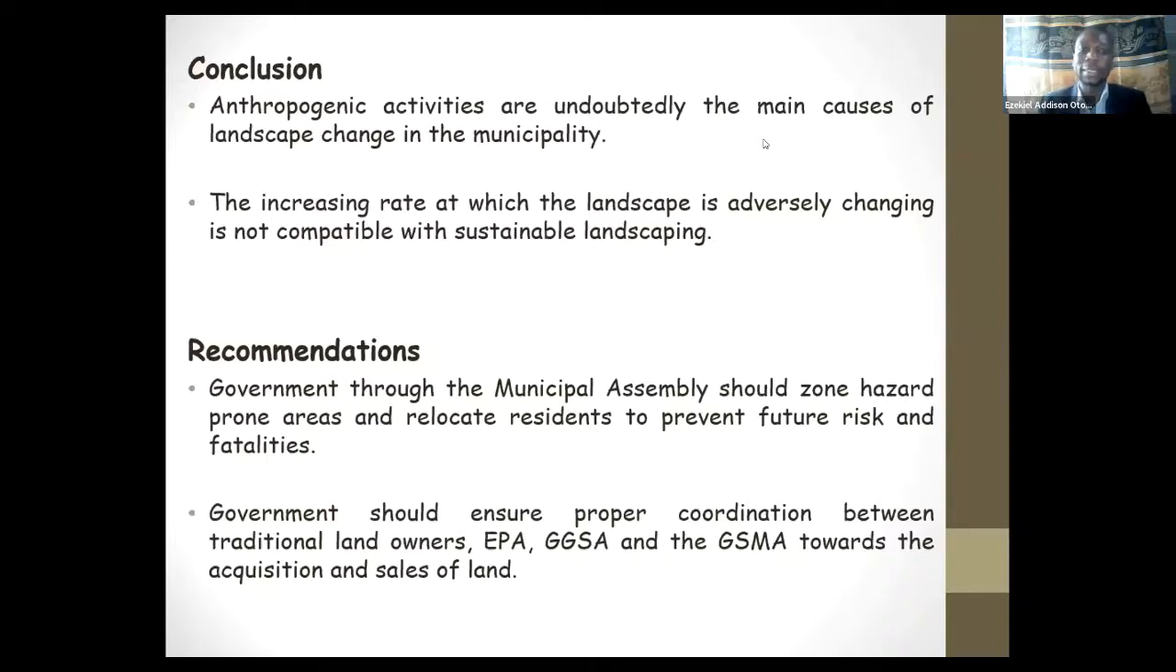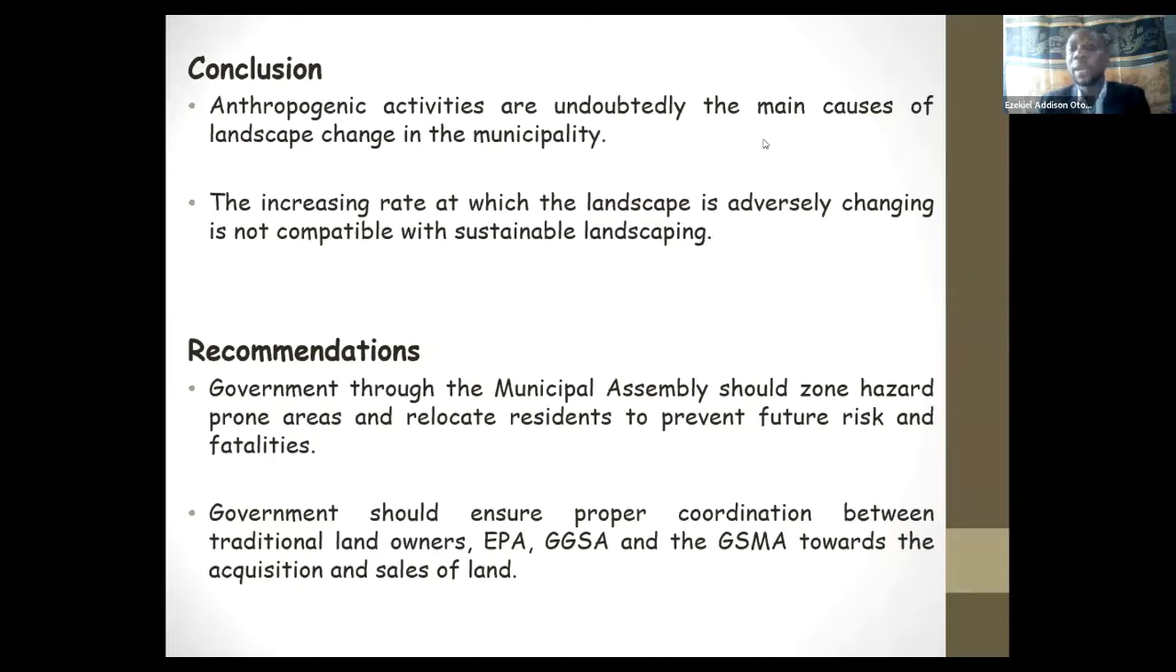Also, it was recommended that government should ensure proper coordination between traditional landowners, the Environmental Protection Agency, the Assembly, and also those who are in charge of acquisition of land. There should be coordination between these groups so that they will know the right place to sell land to individuals.